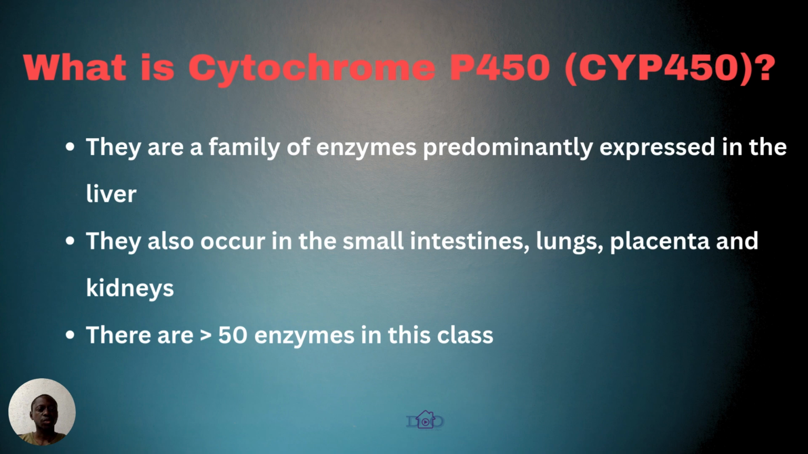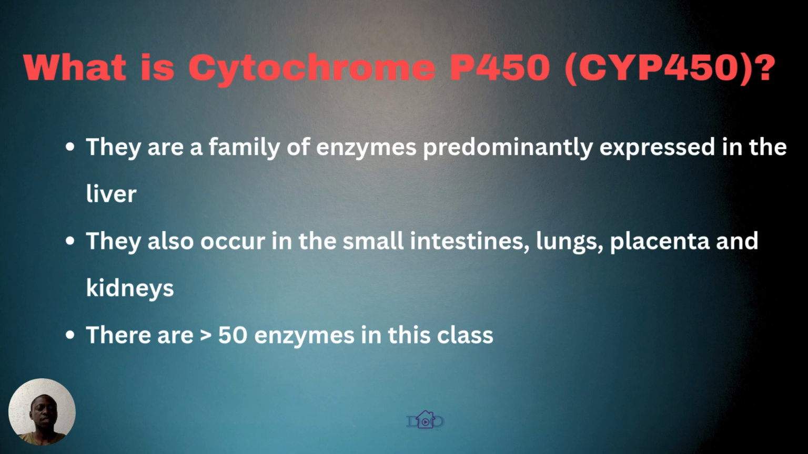So just a quick intro into how this name came about. Cyto, that is cell, meaning that this enzyme system is found along the cell membrane, and then chrome P, this is the pigment that this enzyme system carries, and it is found when exposed to light at a wavelength of 450 nanometers. So that's how the name cytochrome P450 came about.